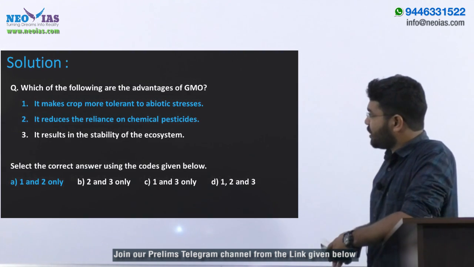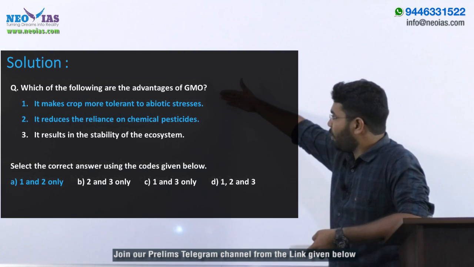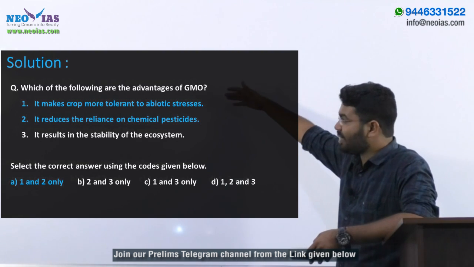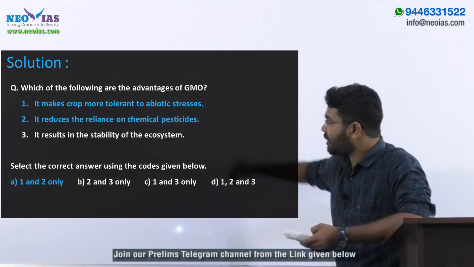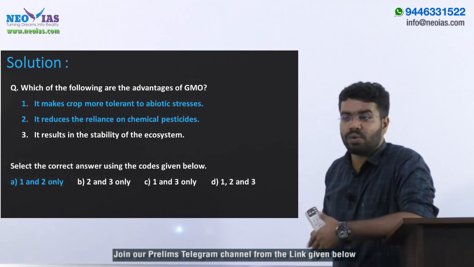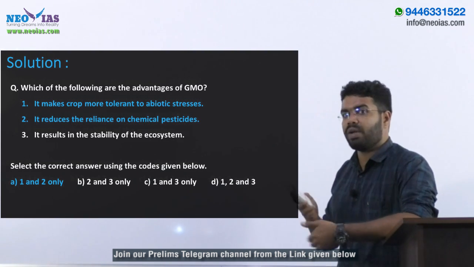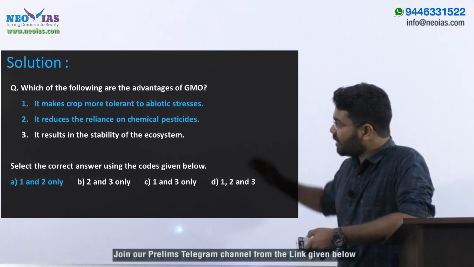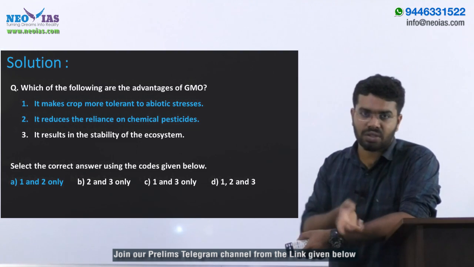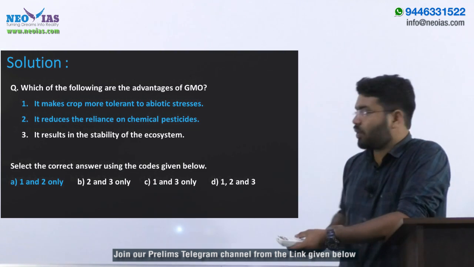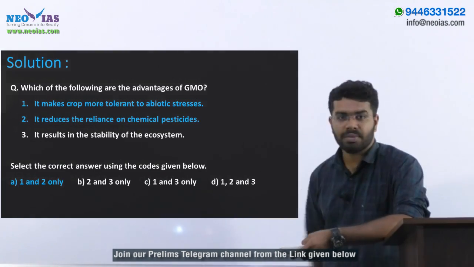So, solving the question, statements 1 and 2 are correct. Yes, abiotic stresses can be easily tolerated. Then it reduces the reliance on chemical pesticides. We don't need to use chemical pesticides because it is already pest resistant. Then it results in the stability of ecosystem. That is wrong. It results in imbalances in the ecosystem. So the answer becomes 1 and 2.